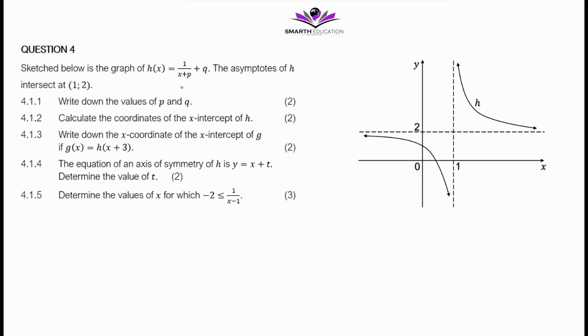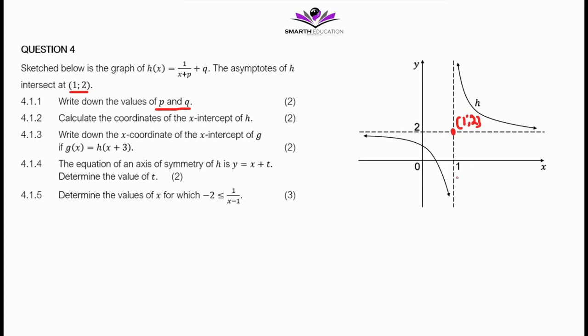Question 411. Sketched below is the graph of h of x. The asymptotes of h intersect at the point where the x coordinate is 1 and the y coordinate is 2. So this is the point here, which is (1, 2). Write down the value of p and q. We get the value of p and q from the graph.